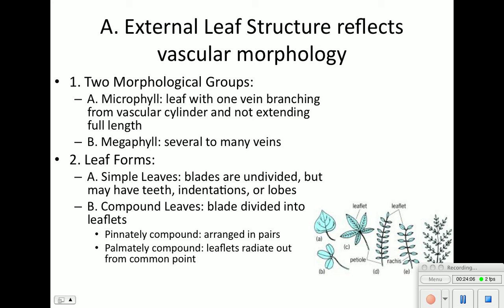We can look at two morphological groups. Whenever you see the word phyll, that's talking about a leaf. So you have microphyll and megaphyll. Microphyll means that we just have one vein branching in from the vascular cylinder. And we have megaphylls, which means several to many veins. There are different types of leaf forms: simple leaves and compound leaves. Simple leaves means the blades are undivided.